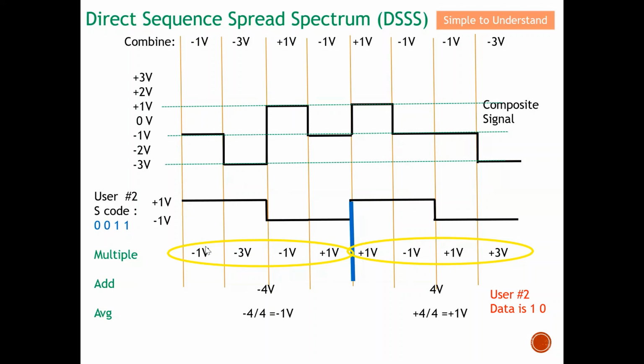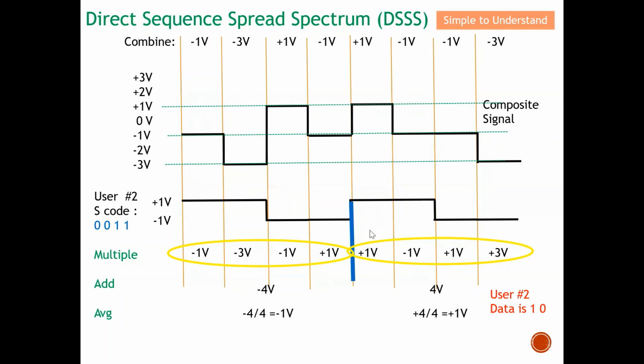-1 multiplied by positive becomes negative. -3 positive becomes -3. +1 multiplied by -1 becomes -1. Minus multiplied by minus becomes +1. Okay, let me do this first now. So -1, -4, -5, and then becomes -4. So this is -4 volt. Again, I need to divide by 4 because I have a 4-bit spread code. And what I actually obtain is -1. So when it's a -1 volt, I know my data is actually equal to 1.